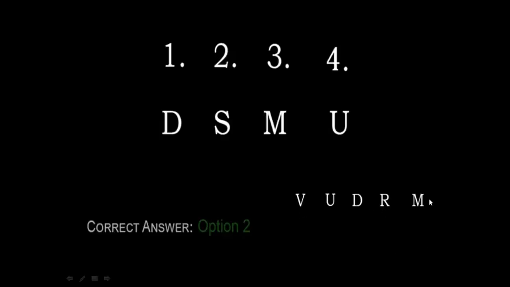Like here, in the actual image VUDRM was visible. Now 4 options are given: D, S, M, U. Since you cannot see the S in VUDRM, S was not there, so the correct answer would be option 2.